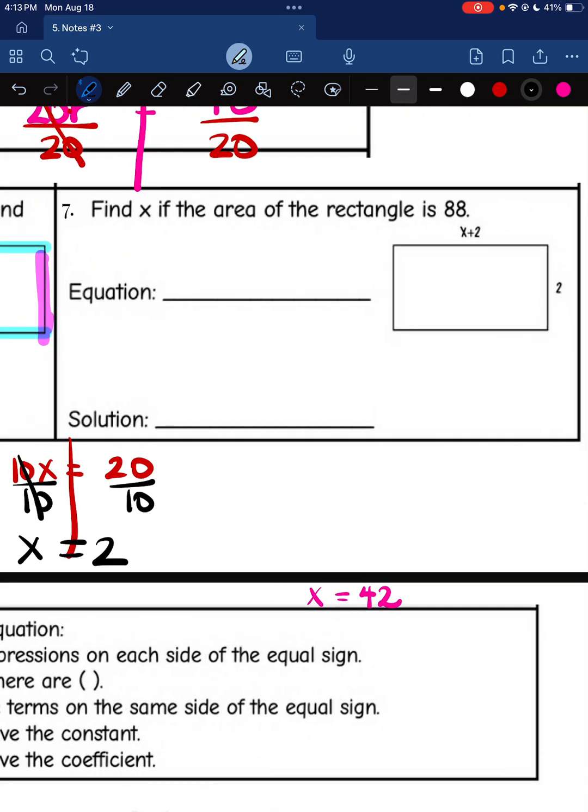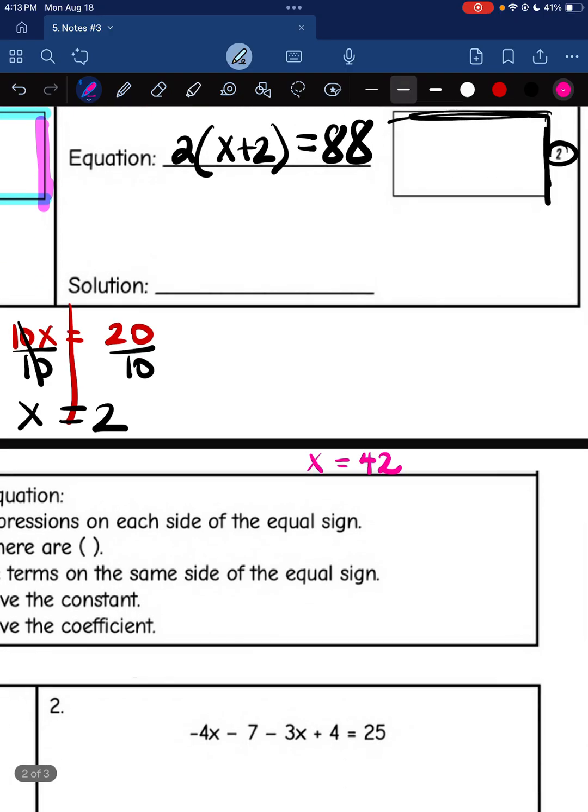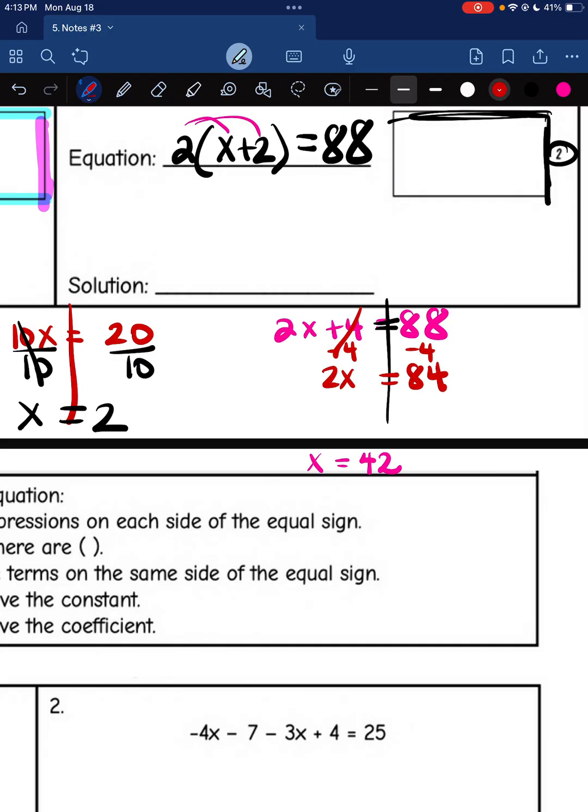For the area of a rectangle, we do length times width. So this side times this side. And I'm going to put the 2 first because it's just a number. So 2 times x plus 2, length times width is equal to 88. That's the area. So this one's quicker to do. We distribute. We get 2x plus 4. We cannot combine like terms, so there's nothing to combine. Step 3 is add or subtract. And then step 4 is multiply or divide. So we divide by 2, and the answer is 42.